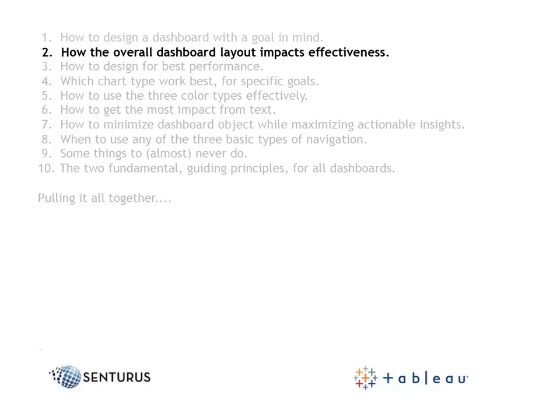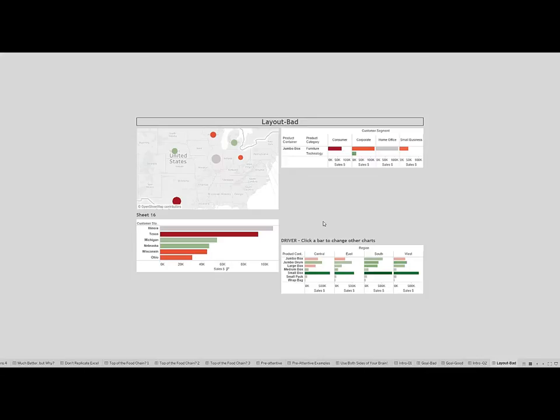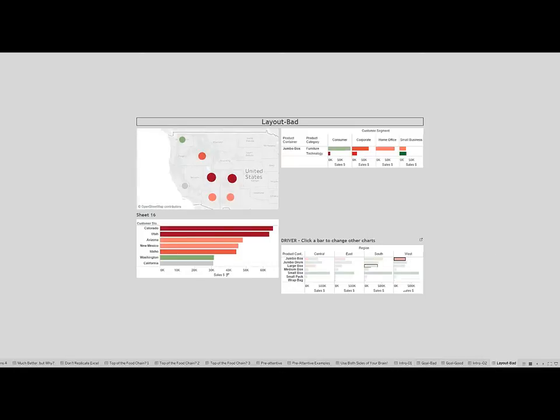All right, number two: how does the overall dashboard layout impact its effectiveness? First, I'll show you a not great example. Here it says the driver is to click a bar to change the other charts. My first question in this dashboard, apparently, is what are my sales and profitability by the product containers across my regions? If I click on one of these, it's a good dashboard in the sense that I do have a driver, and hopefully this is one of my questions, and it's interactive. Tableau makes this interactivity really easy to do, by the way. It's extraordinarily simple, so use it.